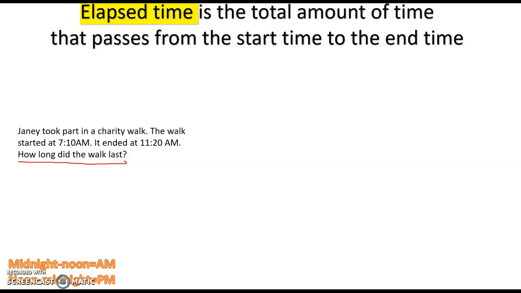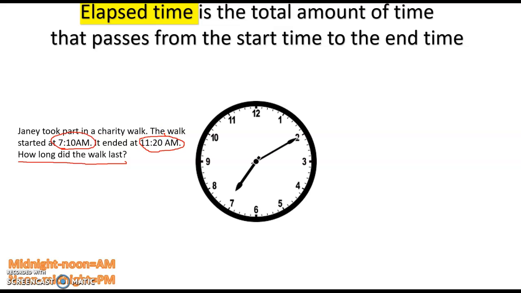What information is going to help me solve this? Well, we know that it started at 7:10 a.m. and we know that it ended at 11:20 a.m. I can use clocks to help me find the time that passes. So here's my 7:10 clock. I have my shorthand or my hour hand pointing to the 7 right there. And then I have my minute hand pointing to 2. So this one shows 7:10.